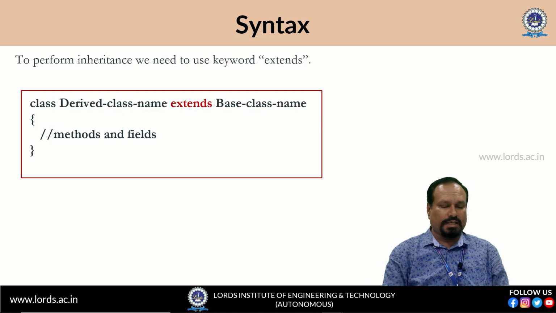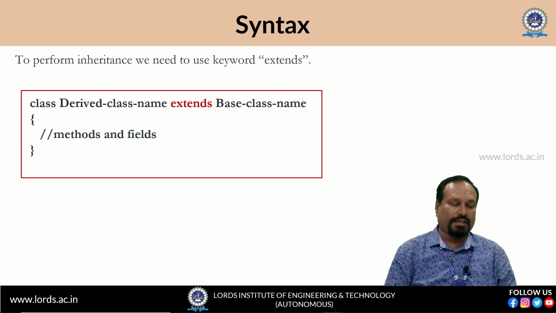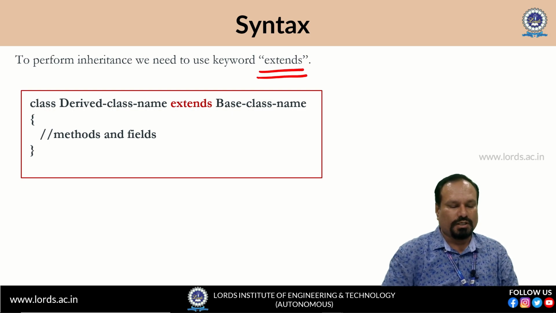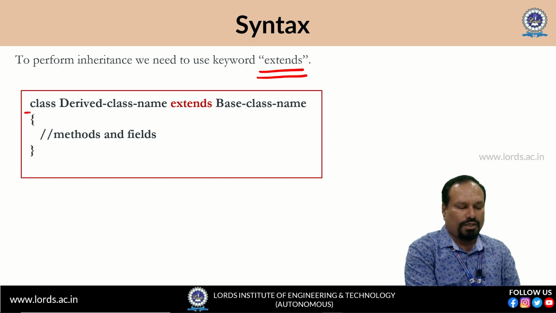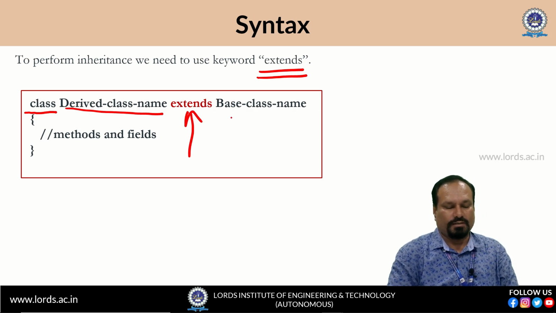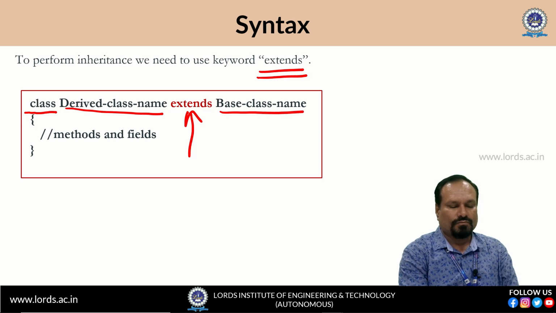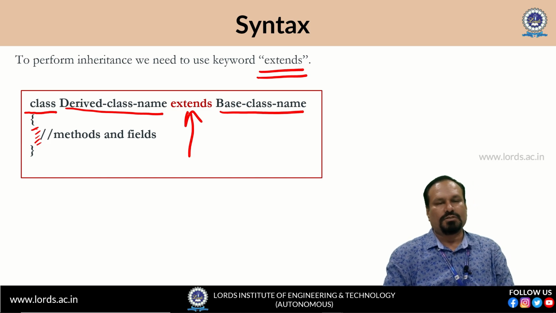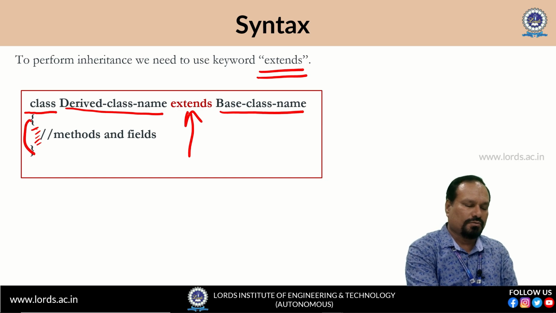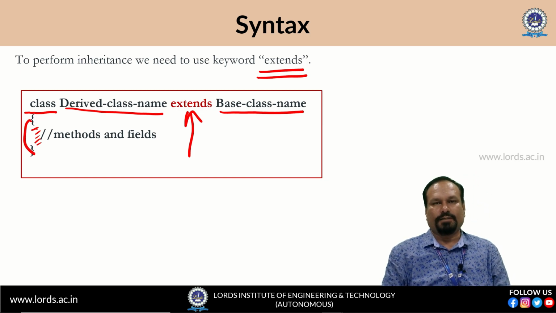Next, coming to syntax: how we write a program and how we inherit. To perform inheritance, we need to use the keyword extends. We write the class keyword, then the derived class name. Extends is a keyword to extend the base class. We write the base class name here, and whatever functionalities, methods or members you want to write, you can write within a block. This is a small thing, keep it in mind.